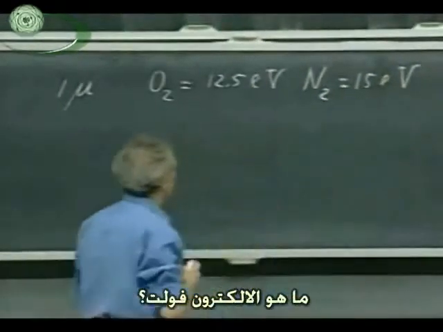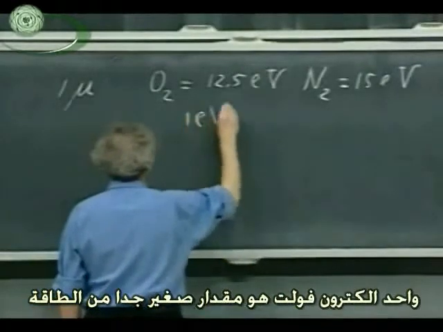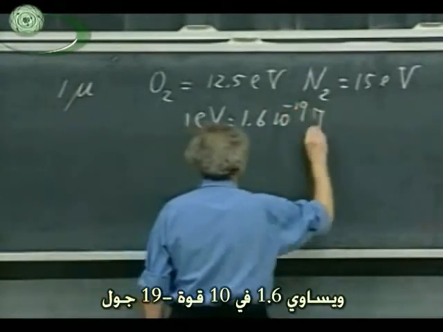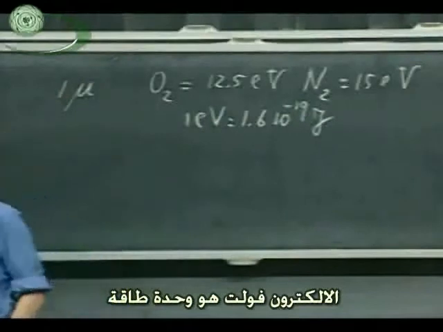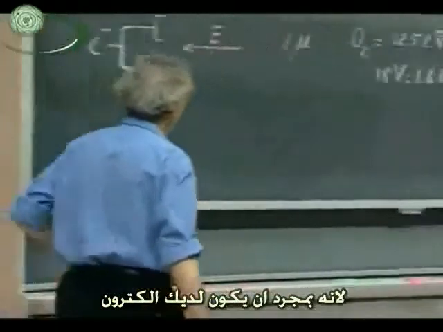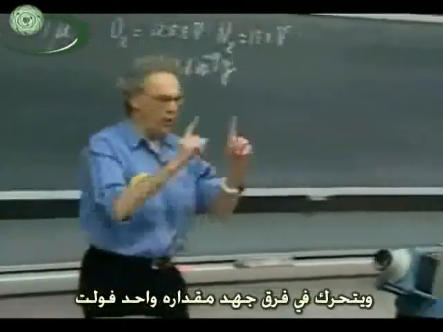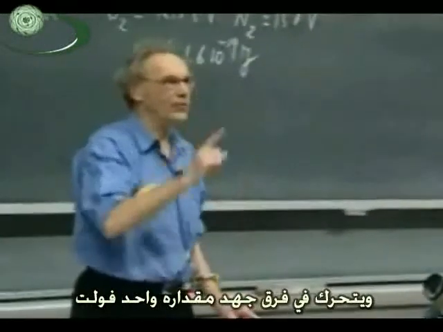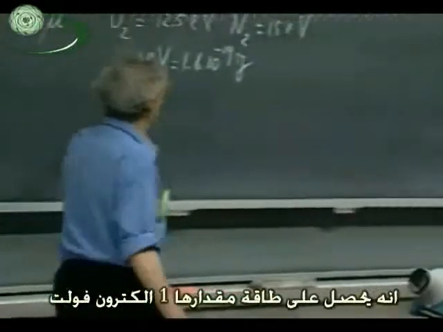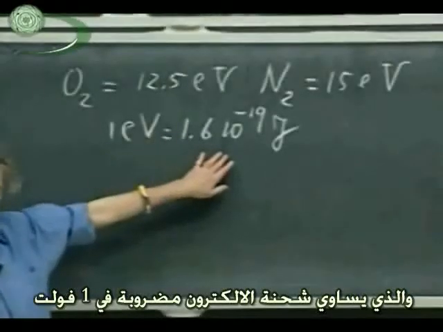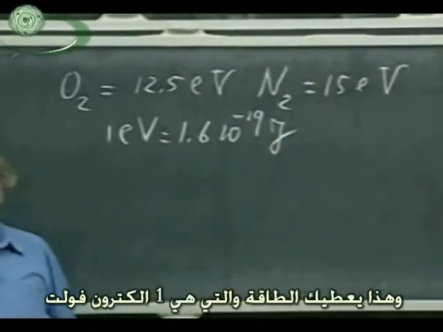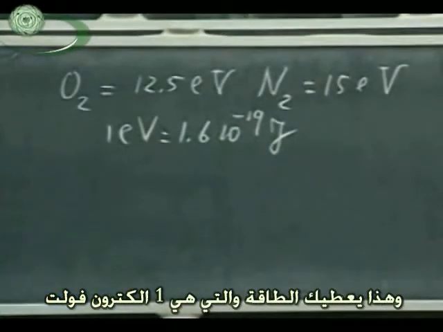What is an electron volt? Well, an electron volt is a teeny-weeny little amount of energy. It's 1.6 times 10 to the minus 19 joules. Electron volt is actually a very nice unit of energy. Because once you have an electron, and it moves over a potential difference of 1 volt, it gains in kinetic energy. That's the definition of an electron volt. It gains 1 electron volt. It's the charge of the electron, which is 1.6 times 10 to the minus 19 coulomb, multiplied by 1 volt. And that gives you then the energy, 1 electron volt.